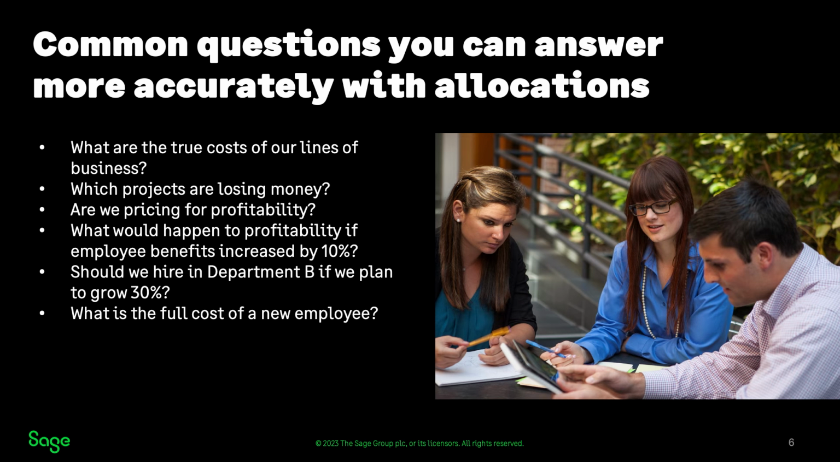Now, after you have successfully defined and generated allocations, what questions can be answered with the results? Let's consider these, which again are only a few examples. What are the true costs of our lines of business? Which projects are losing money? Are we pricing for profitability accurately? What would happen to profitability if employee benefits increased by, say, 10%? Should we hire in Department B if we plan to grow by around 30%? What is the full cost of a new employee?